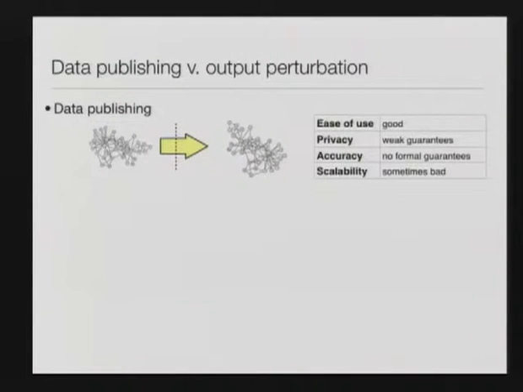Okay, so that has some good points and some bad points. From the standpoint of ease of use, it's good because the analysts want a graph to hold on to. They don't want to just run a one-time query, really. They want to do knowledge discovery on the graph, or they want to refine their algorithms as they study the graph. So it's nice if they can have a graph to hold on to.